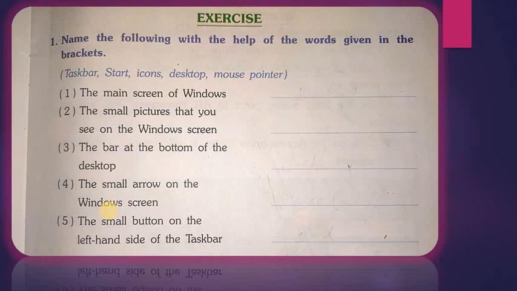And the last one, name of the following: the main screen of Windows is the desktop. The small pictures that you can see on the Windows screen are icons. The bar at the bottom of the desktop is the taskbar, and the small arrow on the Windows screen is the mouse pointer, and the small button on the left hand side of the taskbar is called the start button. So these are today's activity.